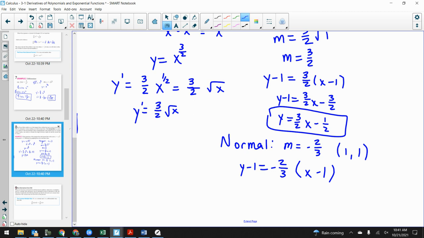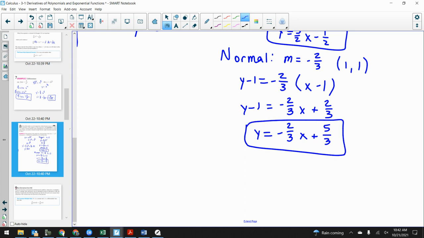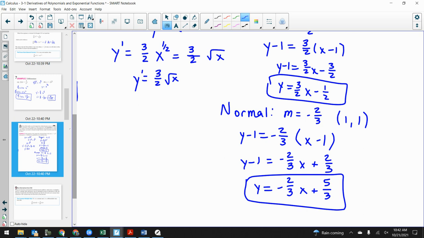Okay, so that means I've got y minus 1 is equal to negative 2/3 x plus 2/3, and then I add 1 to it. y is equal to negative 2/3 x plus, okay, 2/3 plus 1. So 2/3 plus 3/3 is 5/3. Now the reason I'm using fractions is because I want this to be as exact as possible, because I'm going to graph it now.